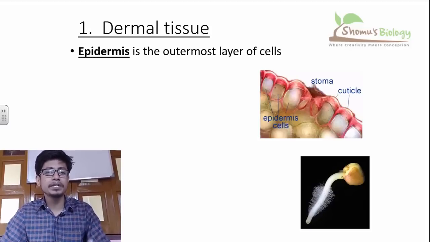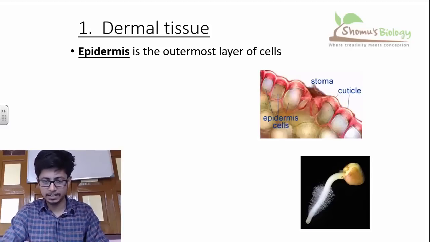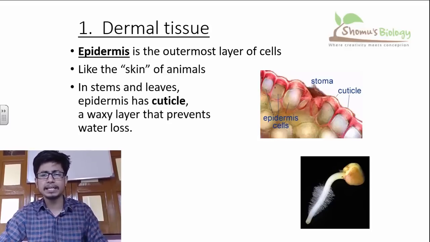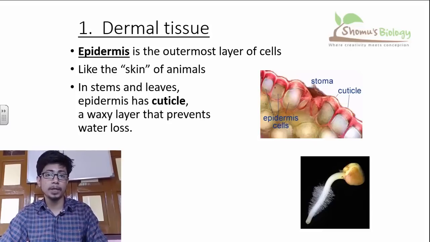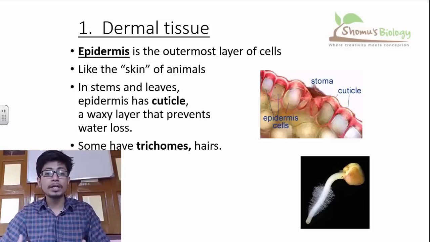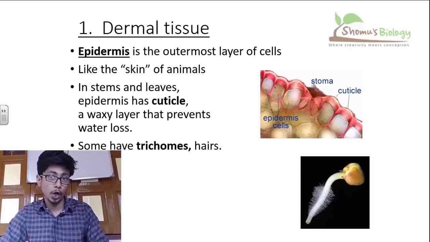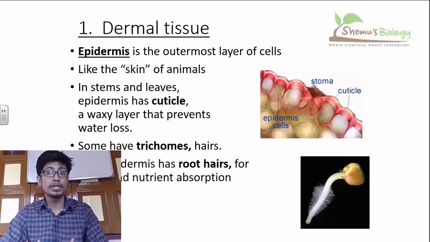The dermis, for example epidermis, is the outermost layer of the cells, like the skin of animals, which I talked about. In stems and leaves, there is a very thin waxy layer coating plant leaves, and those coatings are known as cuticles, which are the prime example of epidermis, such as dermal tissues. Some have trichomes or hairs. Some plant leaves may have trichomes or small hair protrusions coming out, and roots definitely have this kind of protrusion coming out. They are called root hairs.